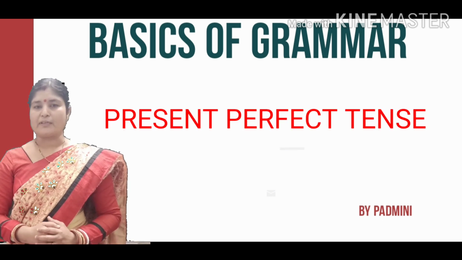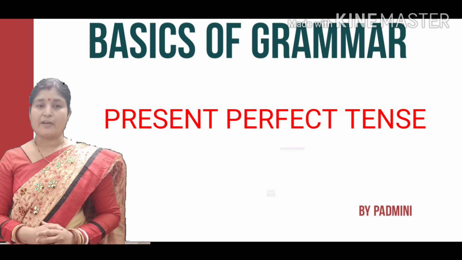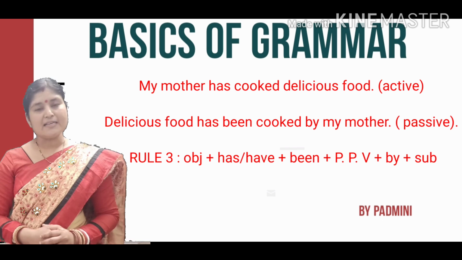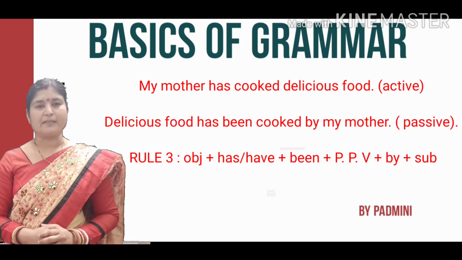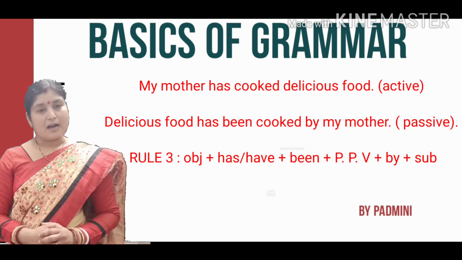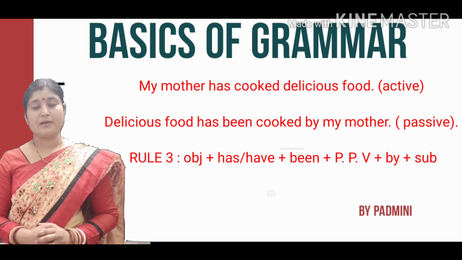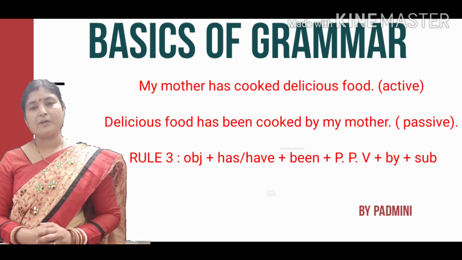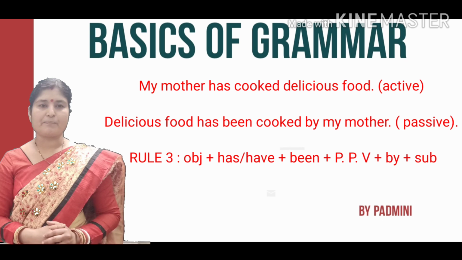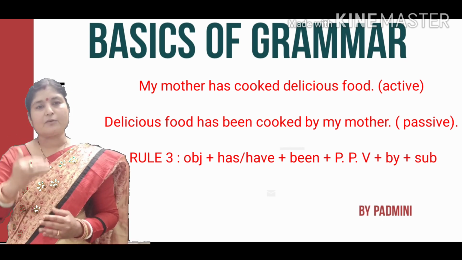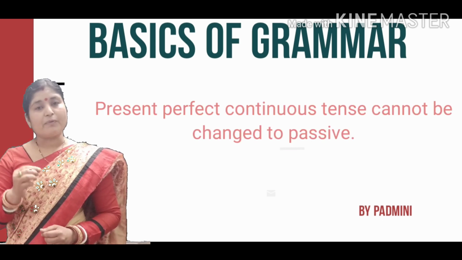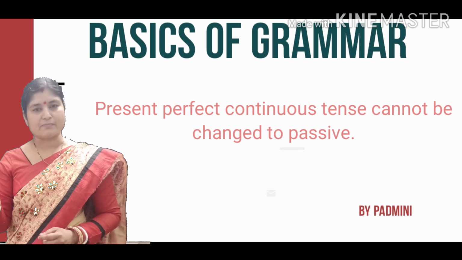Next, the present perfect tense. For example, my mother has cooked delicious food. In the passive form: delicious food has been cooked by my mother. So what is the rule here? Rule number 3: object plus has or have plus been plus past participle of the verb, which is known as verb 3, plus by plus subject. So here we got the 3 rules in the present tense. The present perfect continuous tense we cannot change into passive.